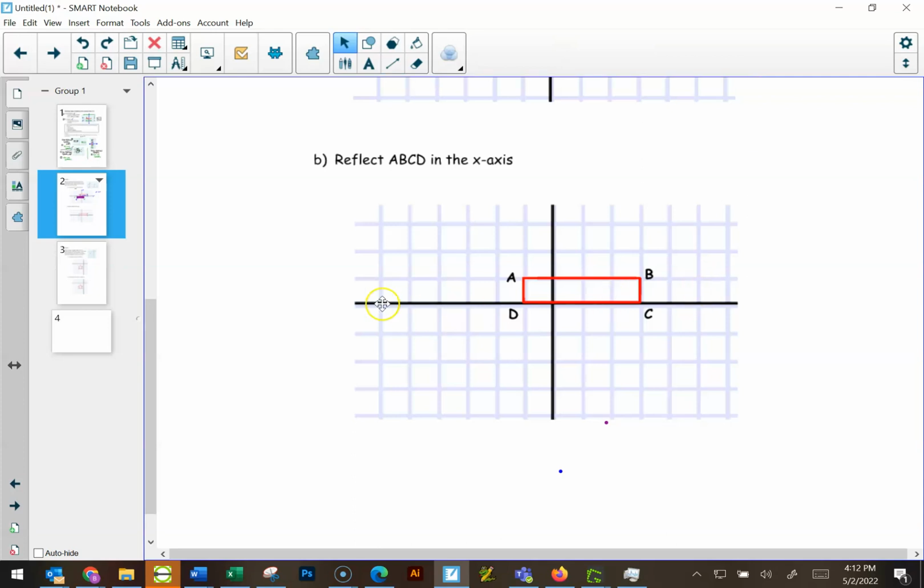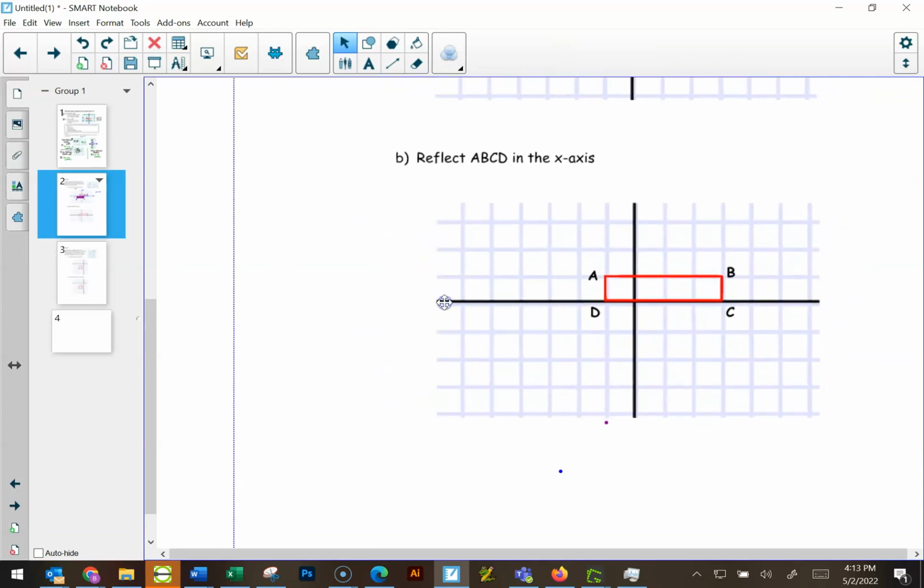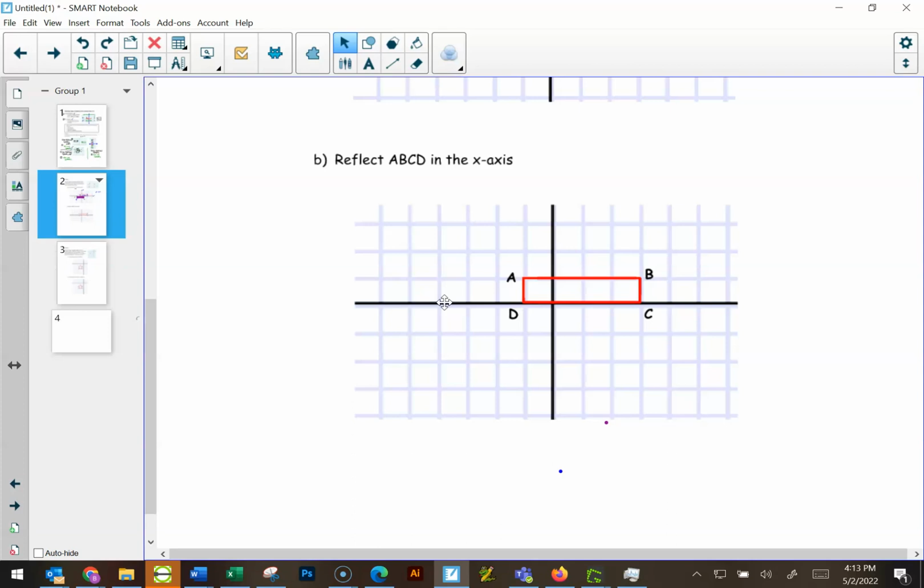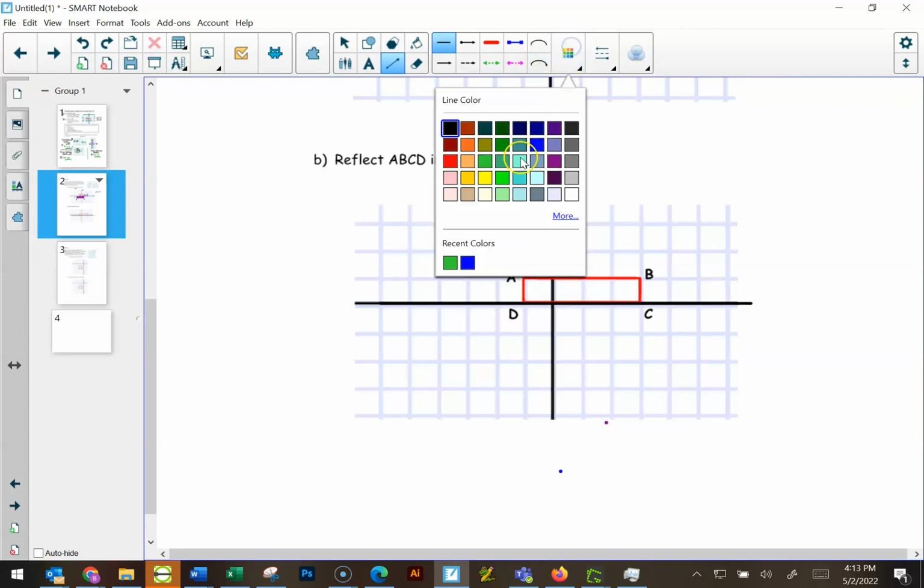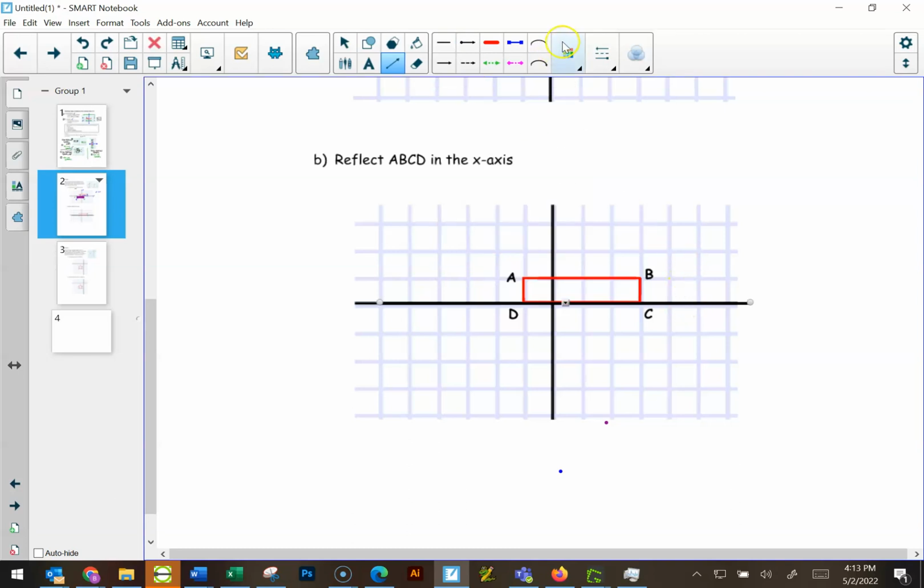Okay, well, what's the x-axis? The x-axis is right there. And of course, I've made the color black, which is the exact same as the original, so I'll just change that to blue. There we go. So I didn't really need to draw that line. I was just indicating that it is the exact same line as the x-axis.